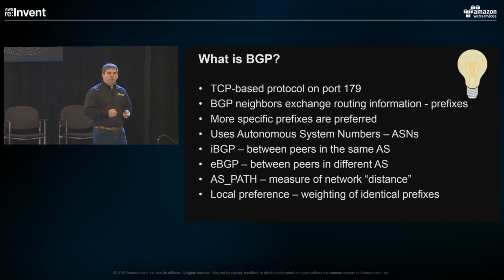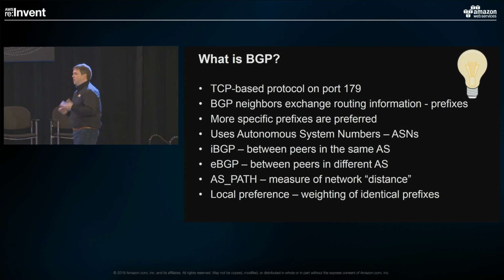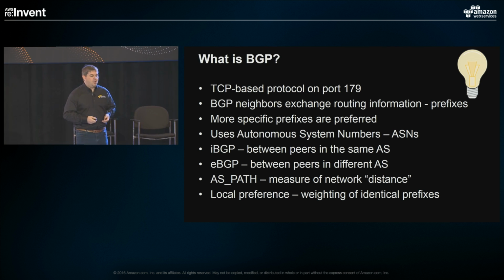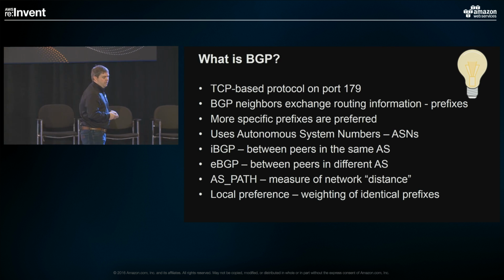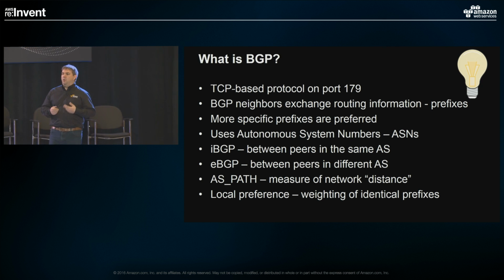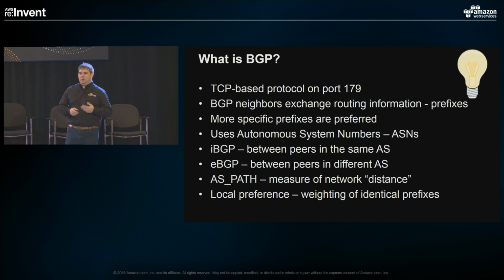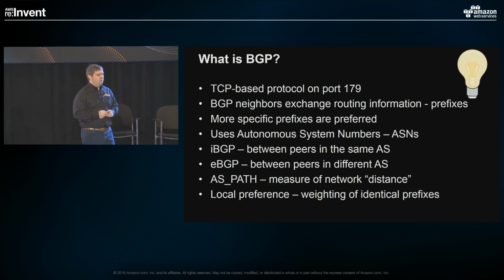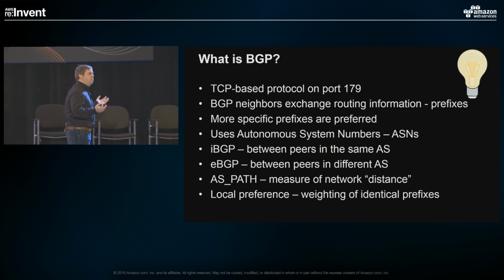So I mentioned BGP a few times, so a quick refresher on that because we're going to have to dive into some of the detail of this next. BGP is a TCP-based protocol for exchanging routing information. More specific prefixes or routes are always preferred. We use autonomous system numbers to identify the networks on each end of a BGP session, and that session is established between two BGP neighbors.